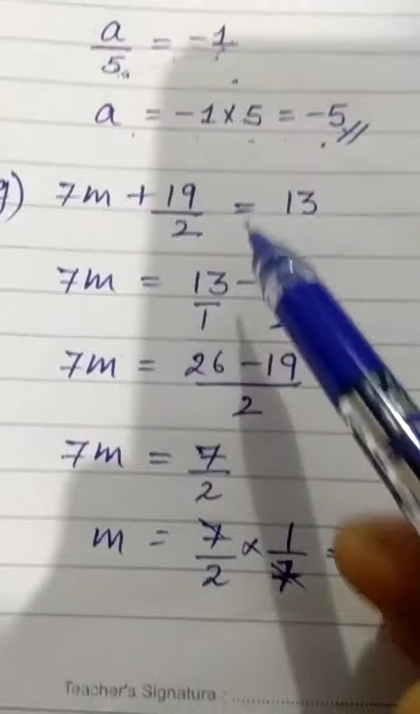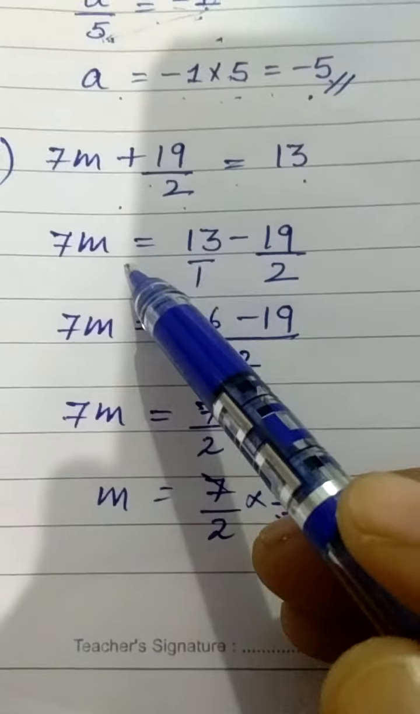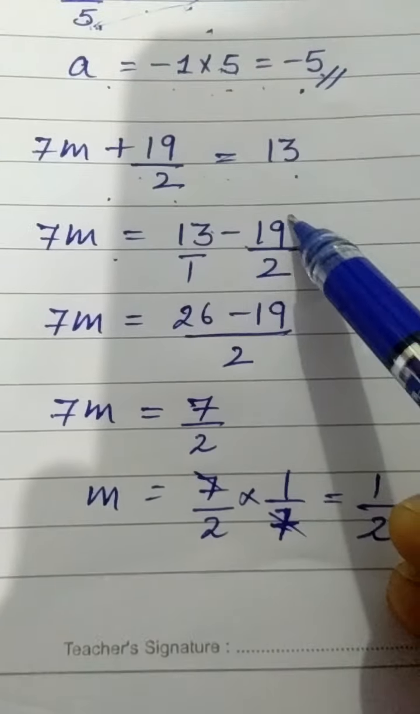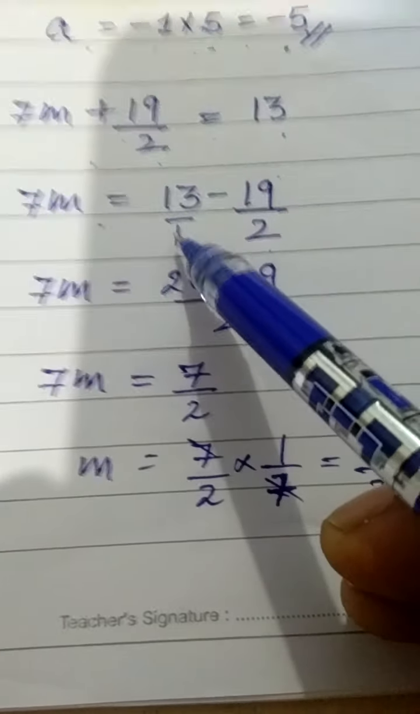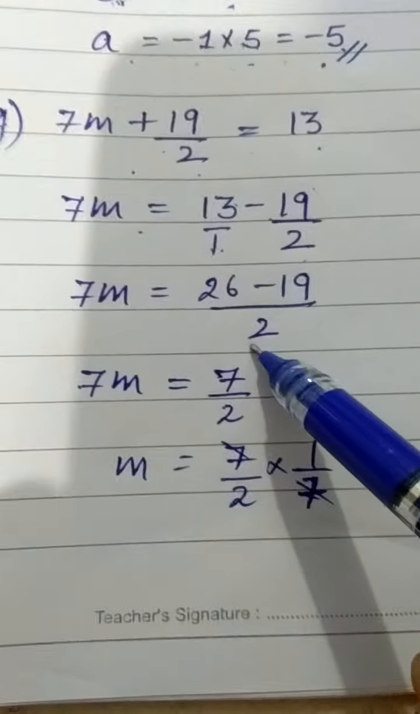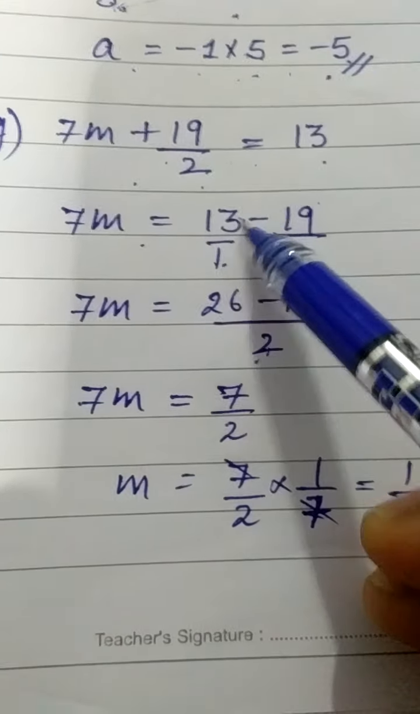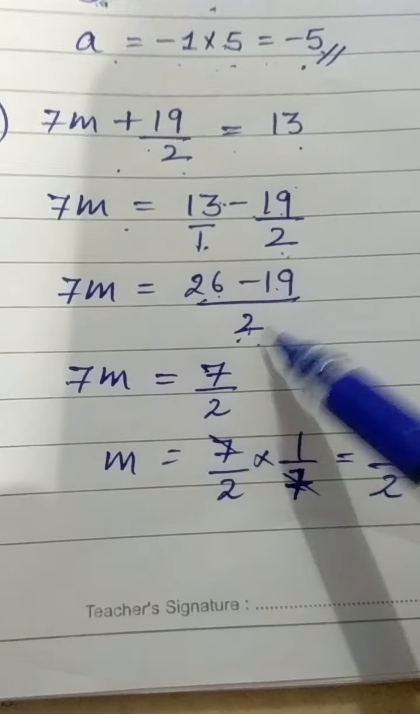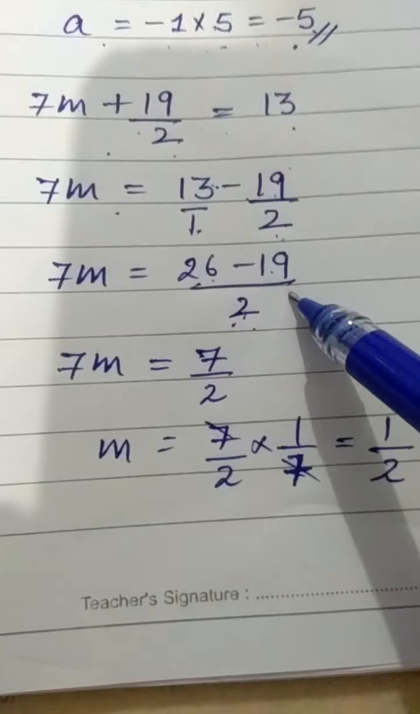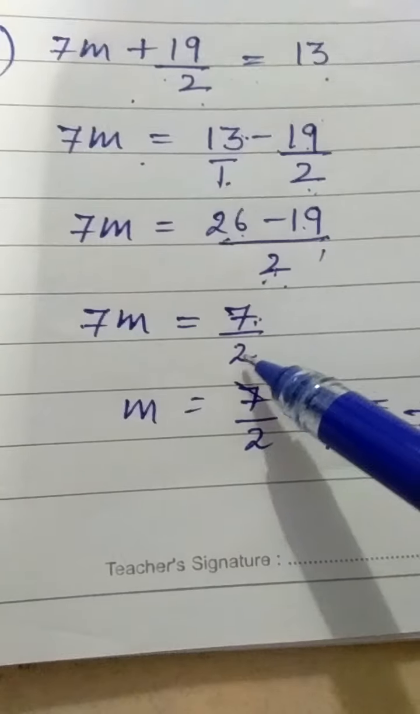Now the G1, children, 7m plus 19 upon 2 is equal to 13. So 7m will be equal to 13 minus 19 upon 2. When no denominator is there, children, that means it is always 1. Now 2 and 1, children, LCM is 2. So 2 divided by 1 gives you 2. 2 into 13 is 26. So 26 minus 19, because 2 divided by 2 is 1. 1 into 19 is 19. Now 26 minus 19 is what? 7. So 7 upon 2.